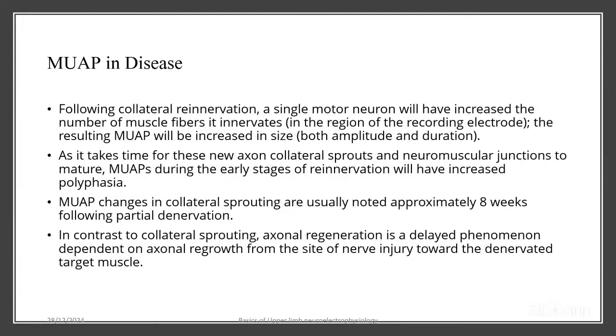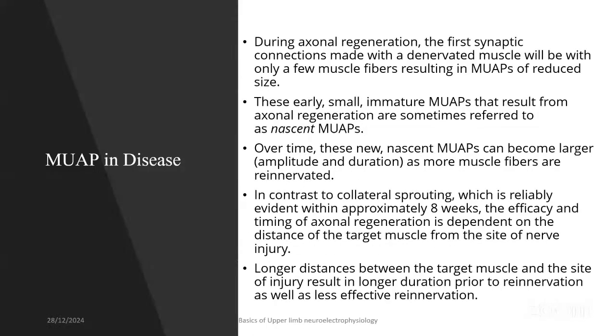In contrast to collateral sprouting, axonal regeneration is a delayed phenomenon, dependent on axonal regrowth from the site of nerve injury towards the denervated target muscles. So axonopathies usually have compound muscle action potentials, which are a nerve conduction study reflection, which have low amplitudes. So let's look at the diseases and some of the interesting things which we can concentrate on.